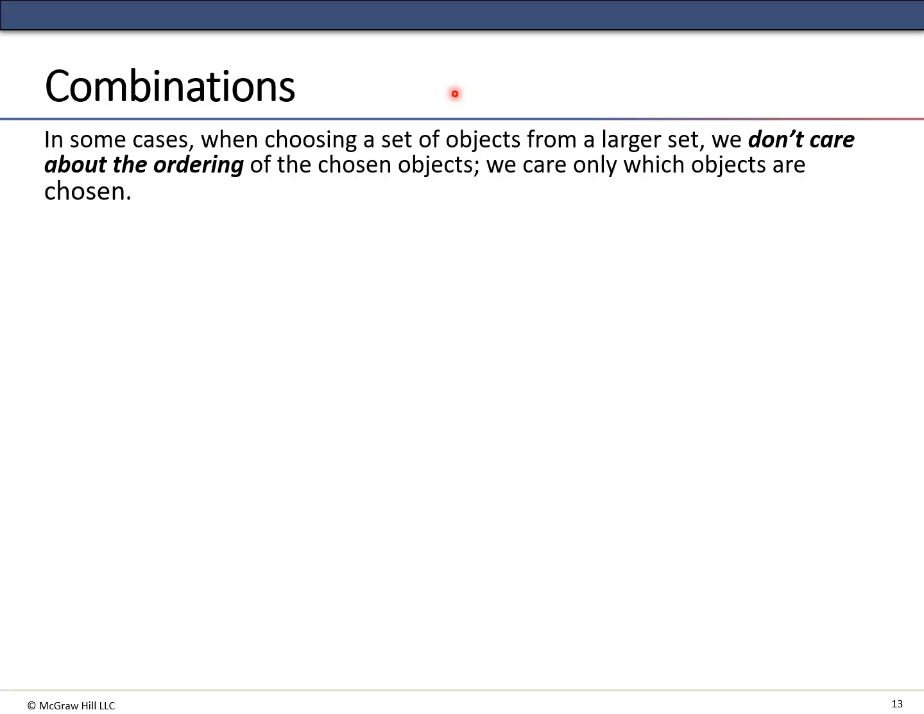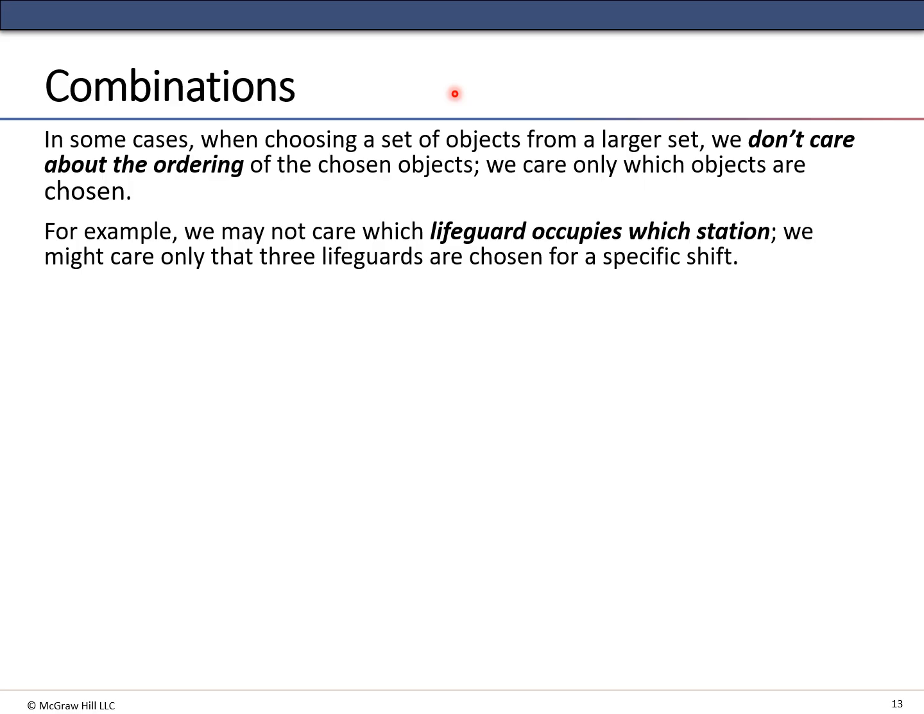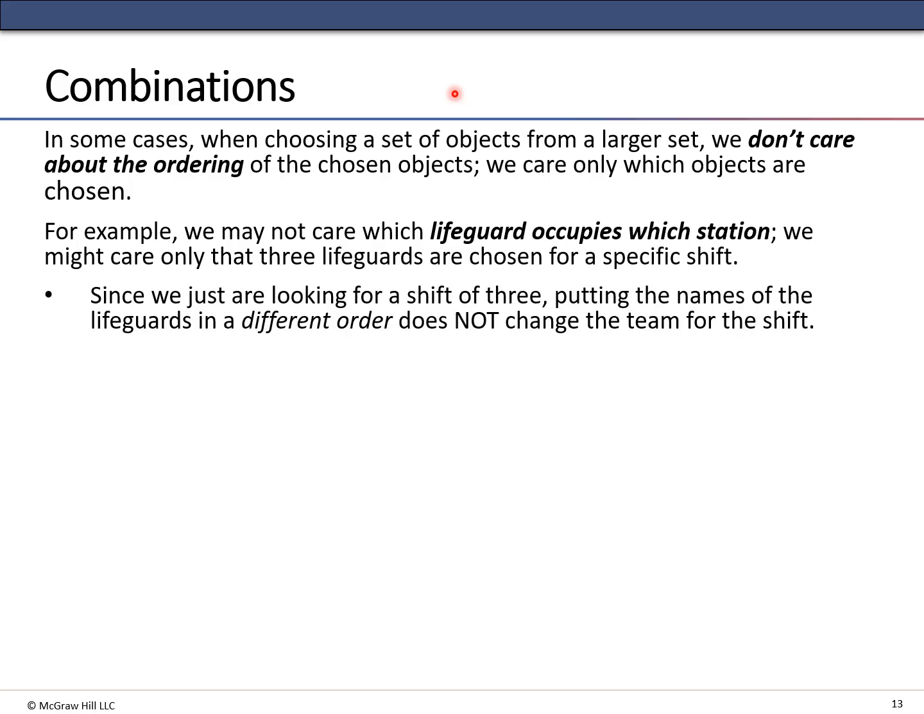Next thing we're looking at is combinations. In some cases, when choosing a set of objects from a larger set, we don't care about the ordering of the chosen objects. We only care which objects are chosen. For example, we may not care which lifeguard occupies which station. We might care only that 3 lifeguards are chosen for a specific shift. Since we are just looking for a shift of 3, putting the named lifeguards in different order does not change the team for the shift.